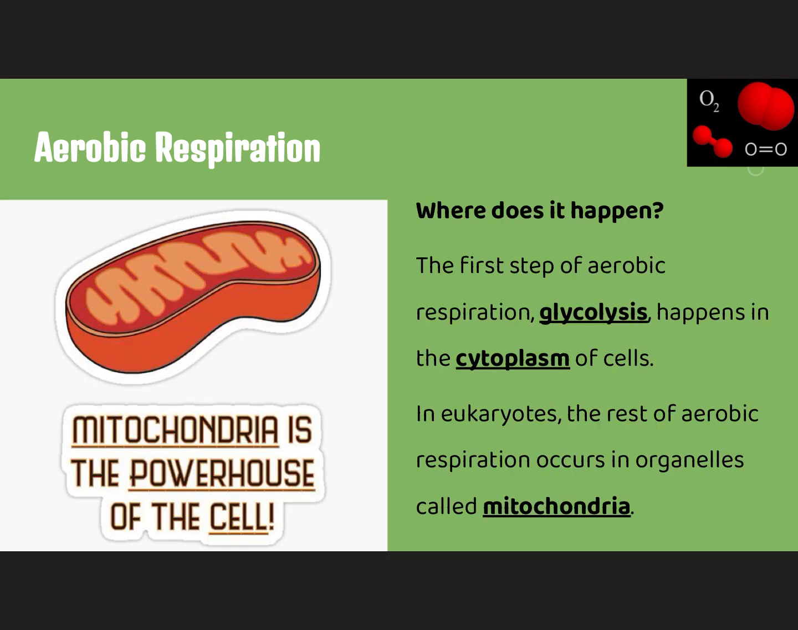Last but not least, where does this process of aerobic respiration happen? Well, in the powerhouse of the cell, of course. It happens in the mitochondria. Remember, the first step, glycolysis, always happens in the cytoplasm of the cell. But the second step, where we have aerobic respiration, occurs in the mitochondria. Now that we've talked through these notes, you should understand what cellular respiration is. You should also understand the differences between anaerobic and aerobic respiration.